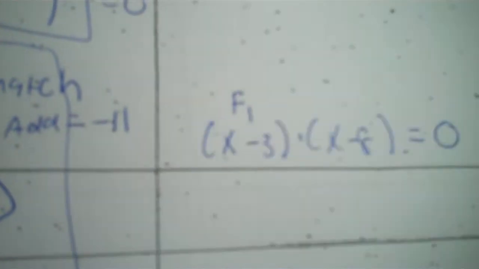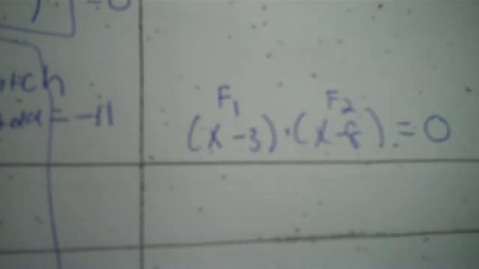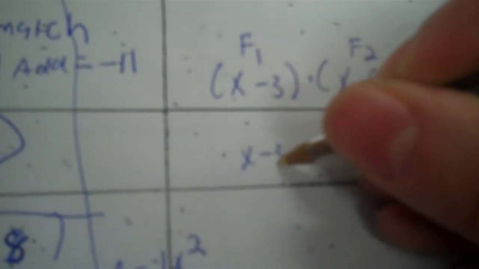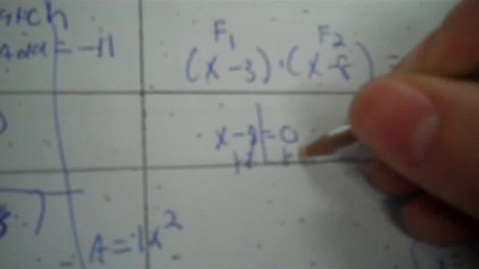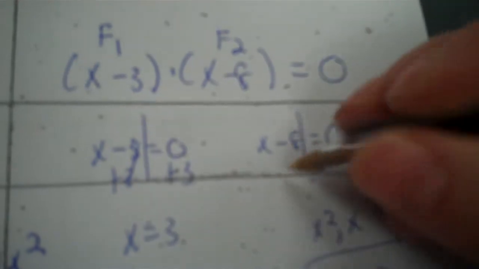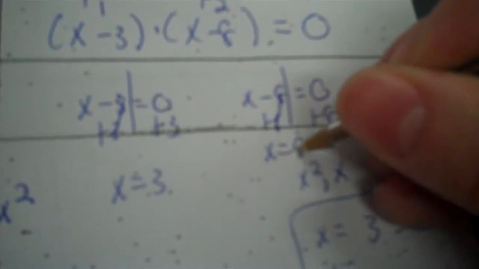Put F1 there. It's actually P1, but I start calling it F1 now, and F2 here. So x minus 3 could equal 0, or x minus 8 could equal 0. You just set the inside equal to 0. Now you take out the minus 3 by plus 3, and 0 plus 3 is 3, and that's your first answer. Now you take out the minus 8 with a plus 8, and 0 plus 8 is 8. 8 is your second answer, 3 and 8.